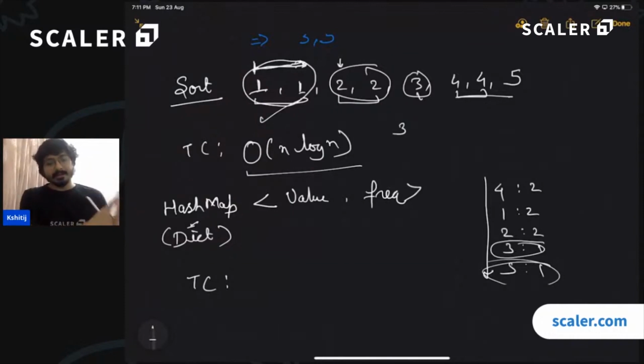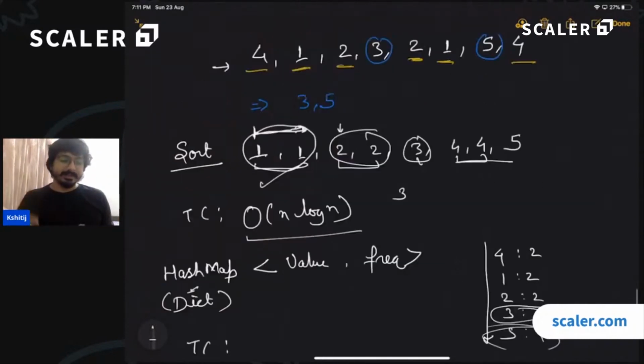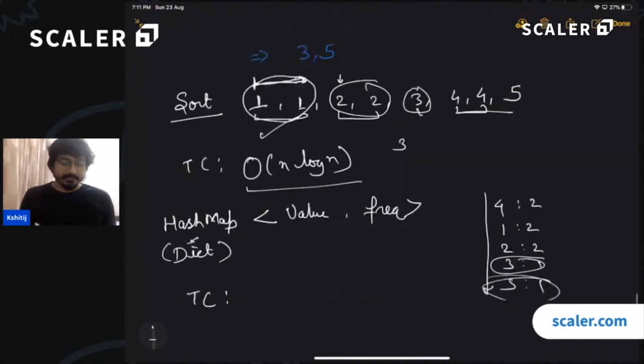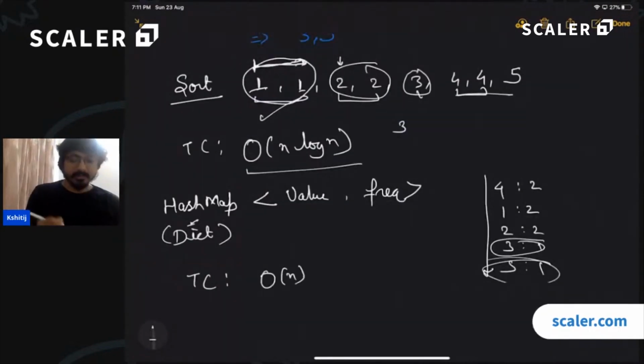You are doing one iteration to calculate the frequencies, right? In one iteration, you count the number of times each number is occurring, so that is going to cost order n. Then once the hash map is prepared, you do another iteration over the hash map and check which are the numbers occurring an odd number of times, so that is also going to be order n. So effectively, it is going to be order n.